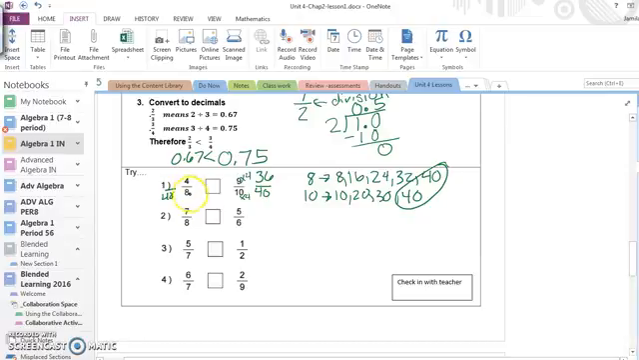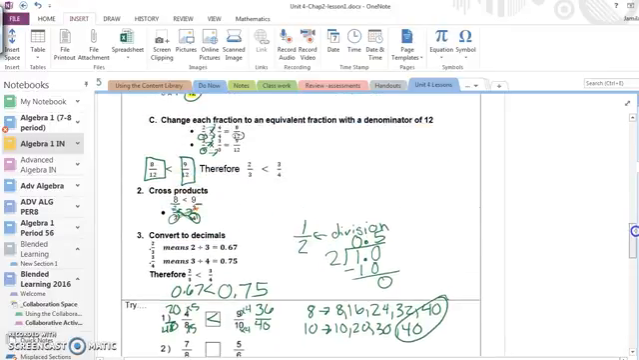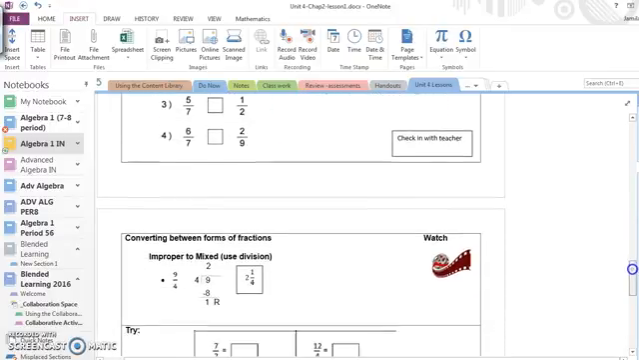Now let's look at the other side. I have to multiply by 5 to get 40. So therefore I have to do it to the numerator, times 5. 5 times 4 is 20. So this is 20 over 40. I can clearly see that 36 out of 40 is more than 20 out of 40. So therefore 4/8 is less than 9/10. I want you to try 2, 3, and 4, and then check in your lesson with your teacher.